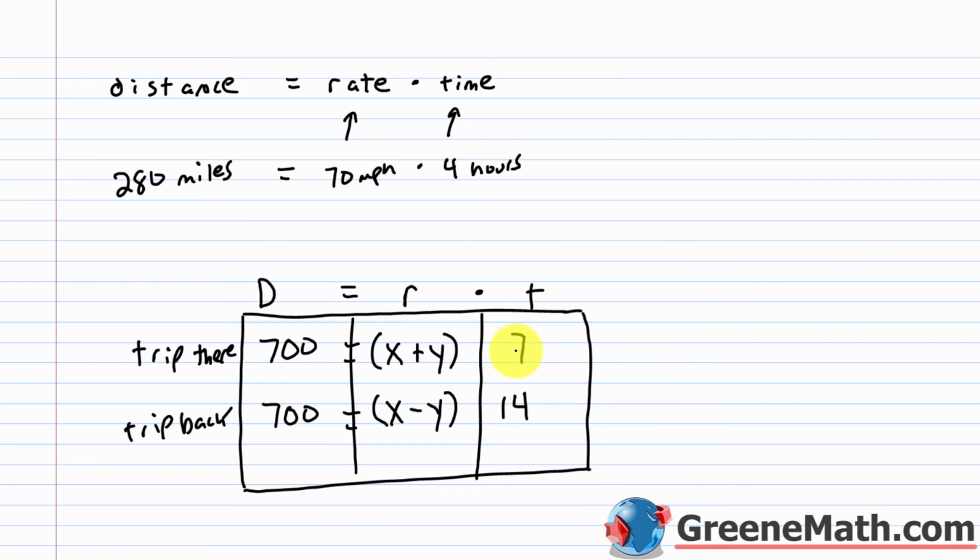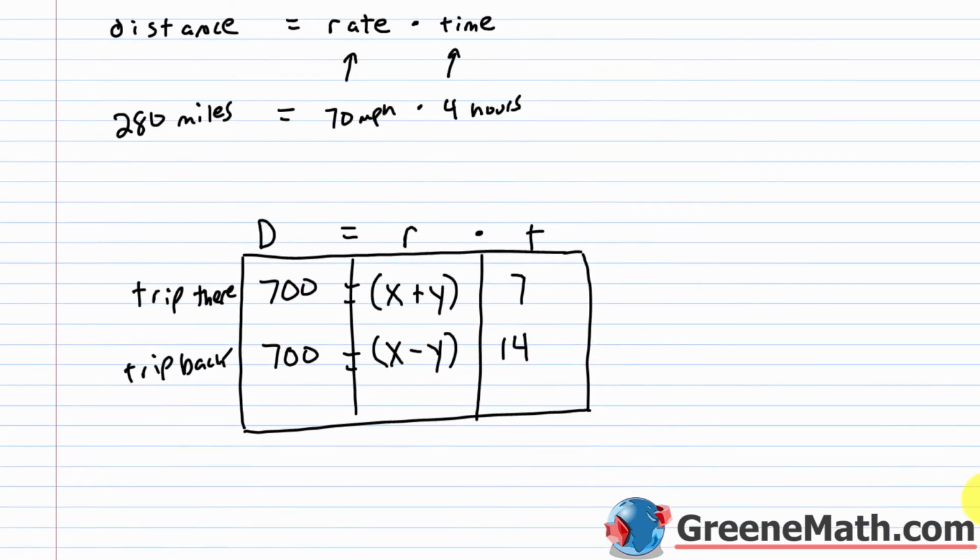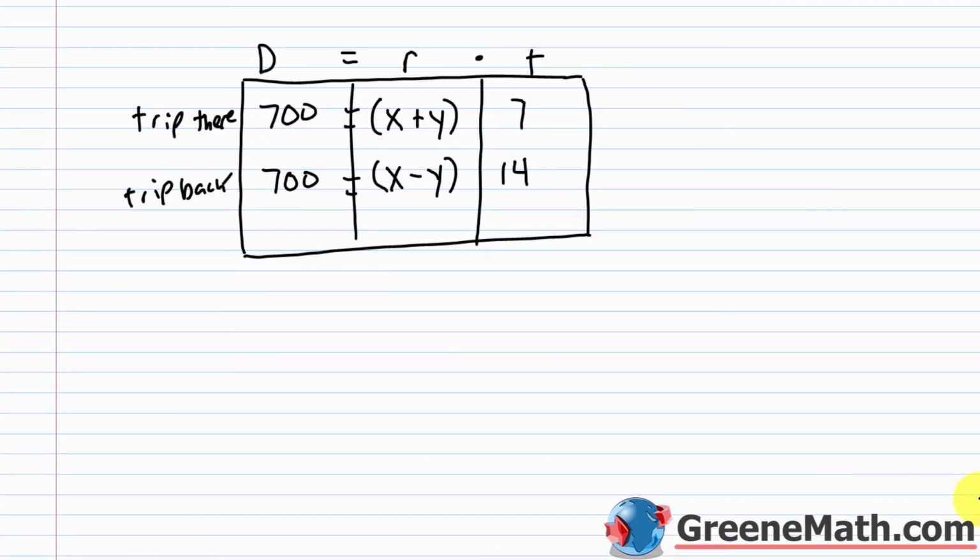So then we'll have our two equations. Essentially, we have an equation for the trip there, which is a rate times a time. We have 7, which is our time, times our rate, which is x, again the speed of the plane in still air, plus y, which again is the speed of the wind. When we multiply these two together, we get the distance. Rate times time gives me a distance. So this should be equal to 700.